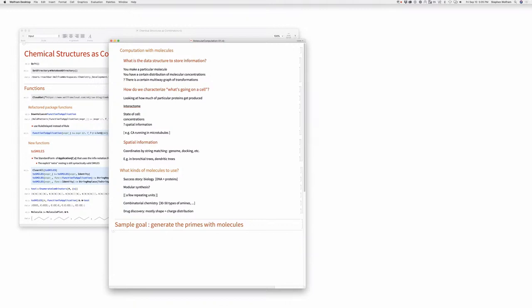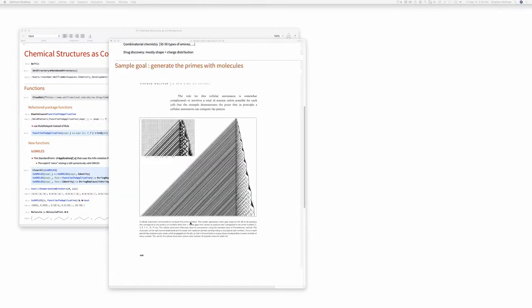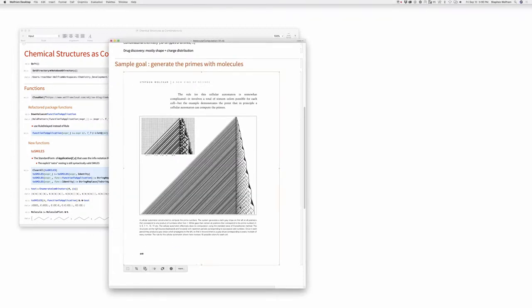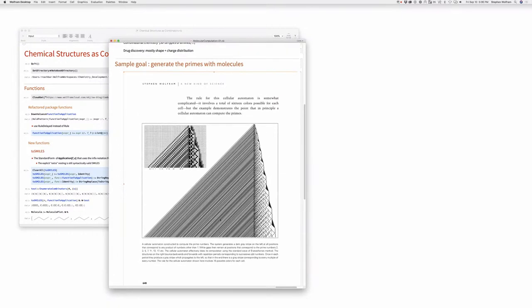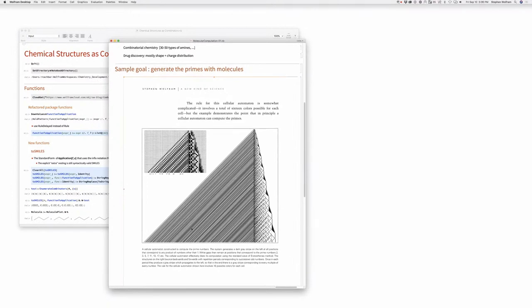Let me give an example. Implement the sieve of Eratosthenes, which you say, well, that's a big complicated mess, but let me show you an example. Let's see if I can find it. Yeah, here's an example. This is, needless to say, from the NKS book, of course. This is a cellular automaton that generates the primes. Okay. So my question is, how can I do that with molecules?